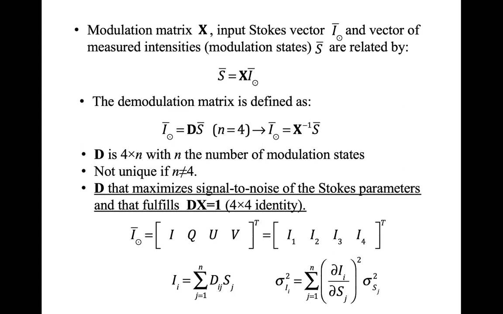Okay, the demodulation matrix, here I call it D. Think N is 4 for measurements, then it's just the inverse. Because it's 4x4, you know how to invert that. And once you have your measurements, it gives you the Stokes parameters. But as you saw, sometimes it's not 4. And then what do you do?